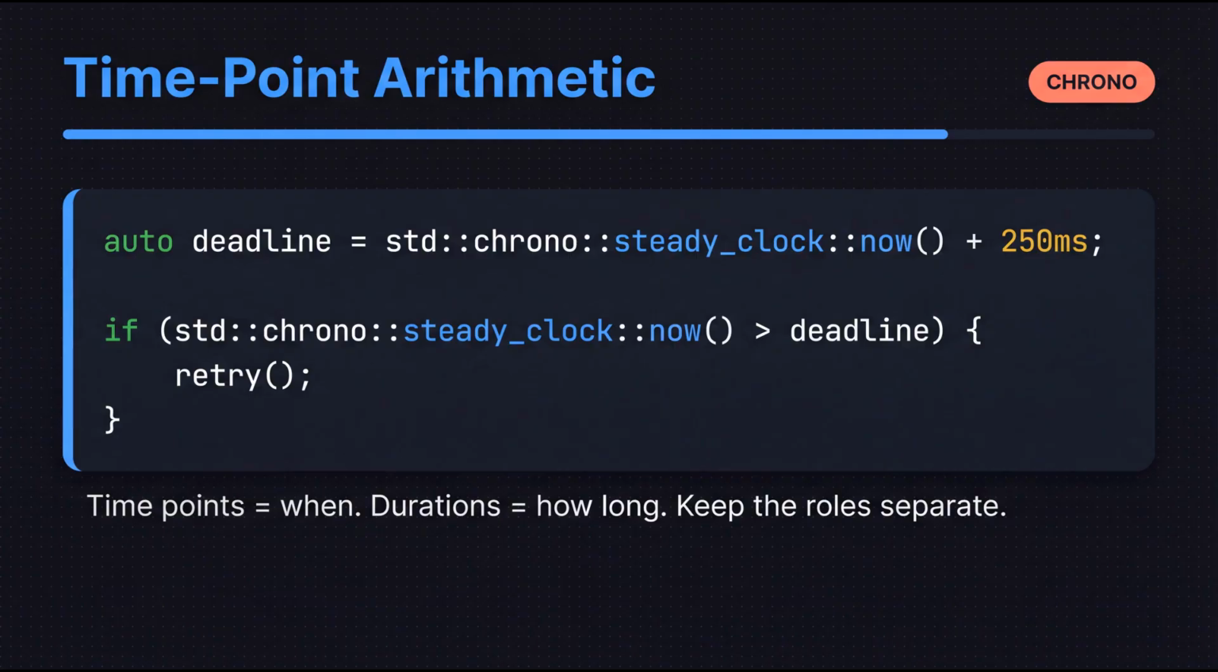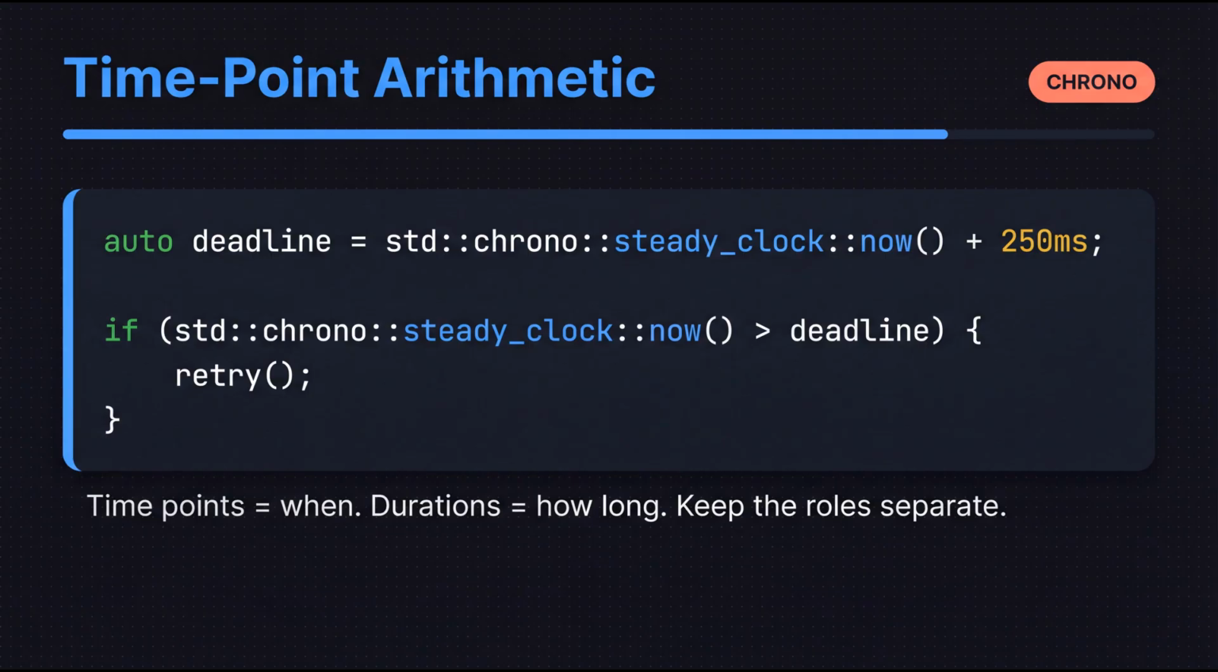Time point arithmetic is straightforward once you understand the two types. A time point represents when, a specific moment in time. A duration represents how long, a span of time. You can add a duration to a time point to get a new time point. Deadline equals now plus 250 milliseconds.